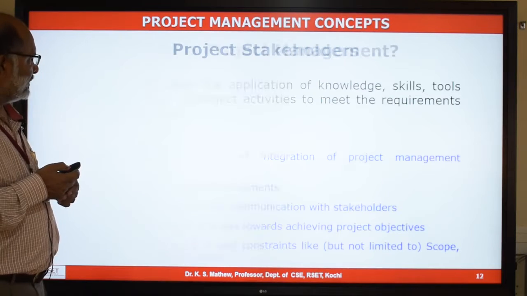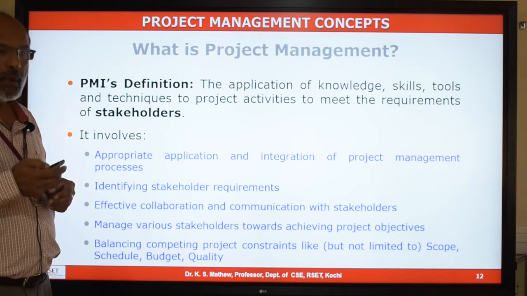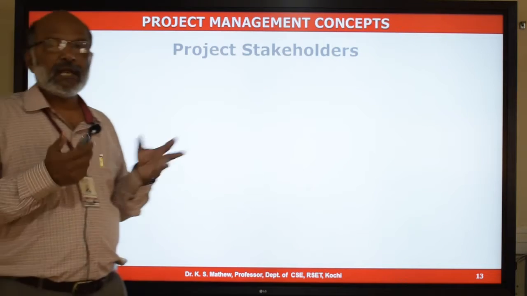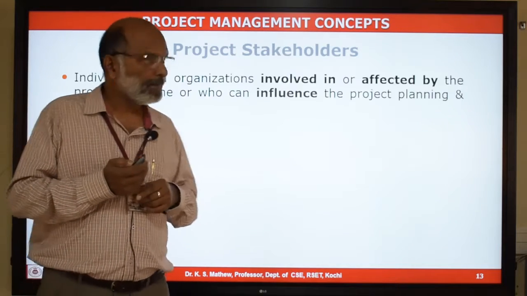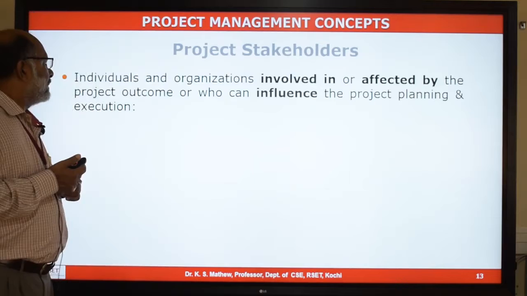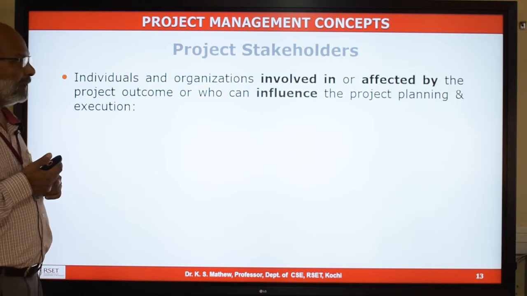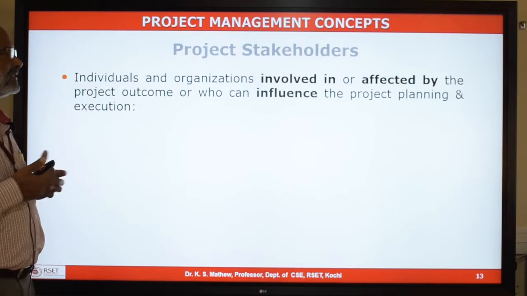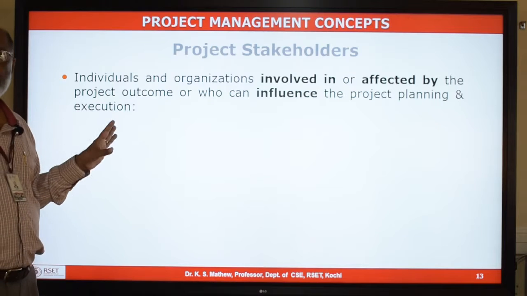Now, I have highlighted the word stakeholders in the definition of project management. So, who are stakeholders of a project? Project stakeholders can be classified into 3 categories. Stakeholders are organizations or individuals involved in or affected by the project outcome or who can influence the project planning and execution. The stakeholders can be classified into 3 categories.